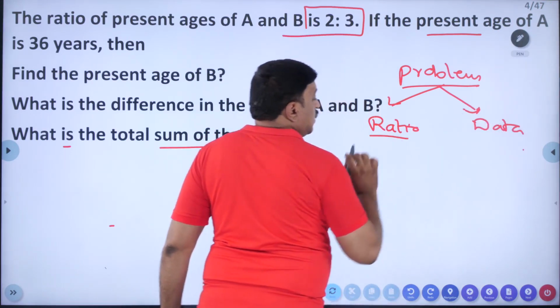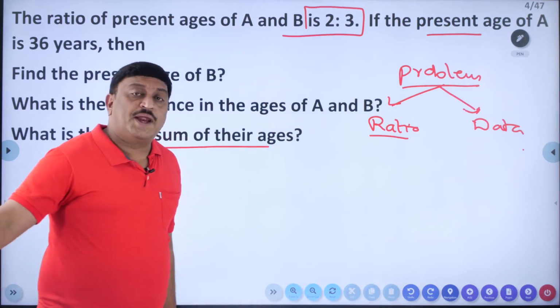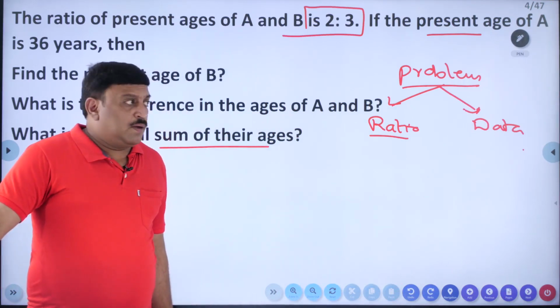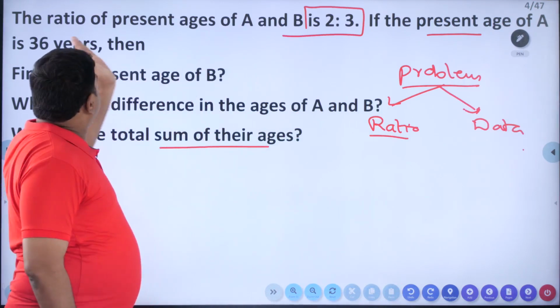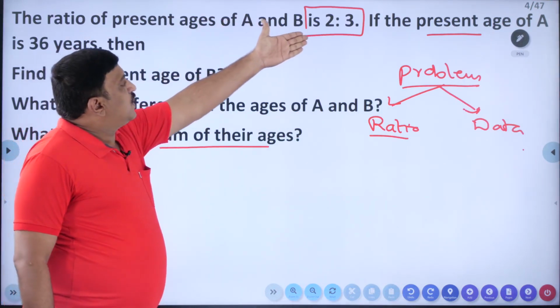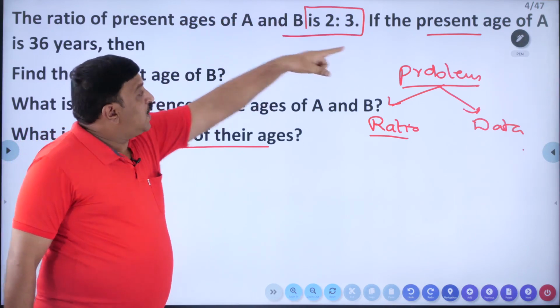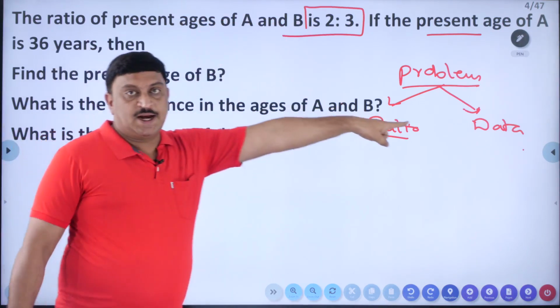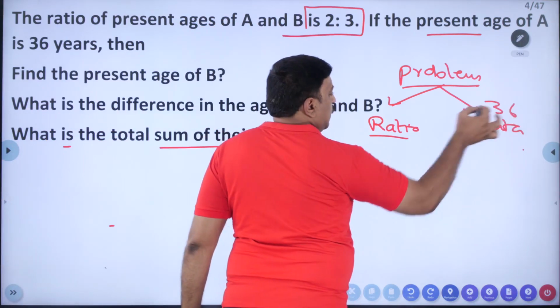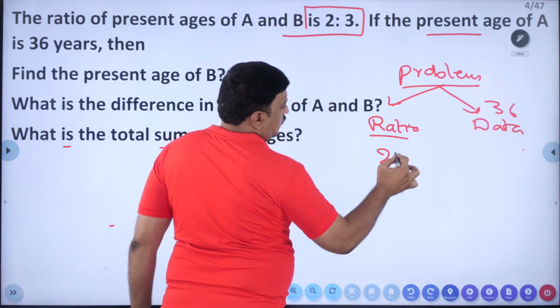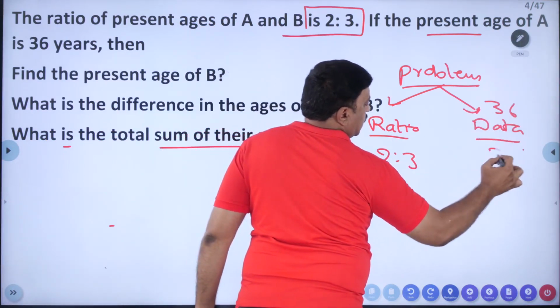Right? Okay. Ratio will be given, data will be given. Any question will have two pieces of information. Here, there is one ratio. The present age of A is 36 years, that is data. Right? 36 years is data. Ratio is what? 2:3. Here data is 36. Okay.